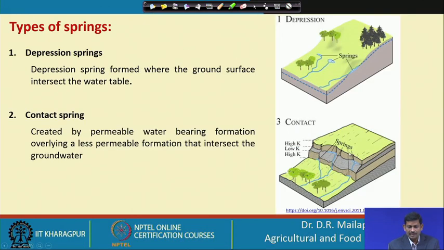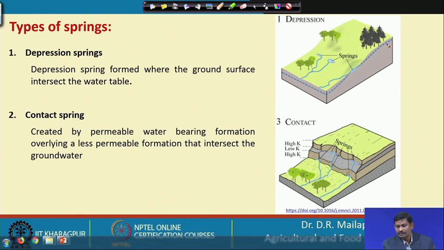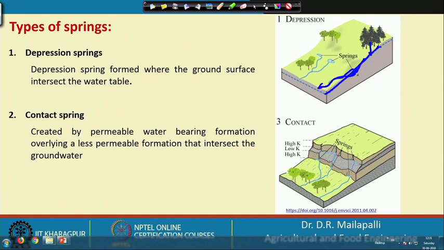The next type of spring is the depression spring. In the depression spring, the water which is infiltrating down, there is a depression here, right. The depression is connected to the water table. So, since it is connected to the local water table, the water is going to flow automatically, because there is a depression.